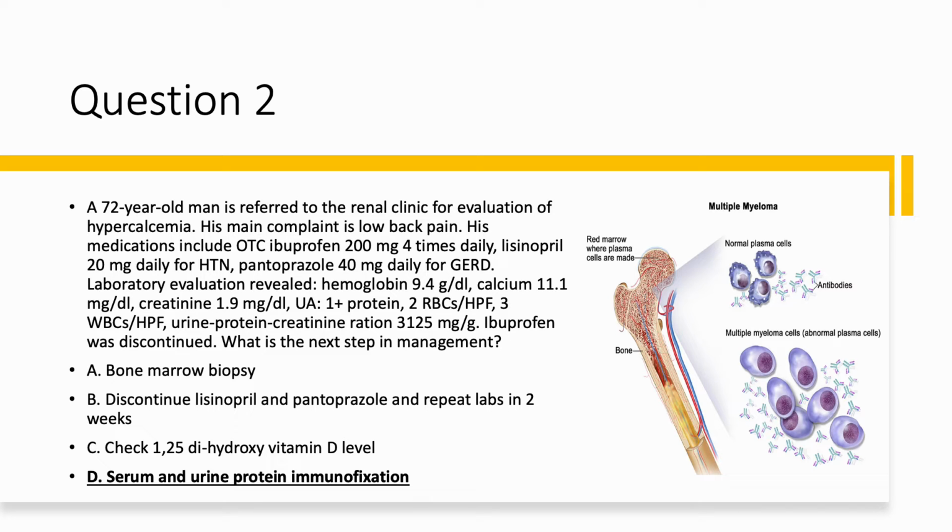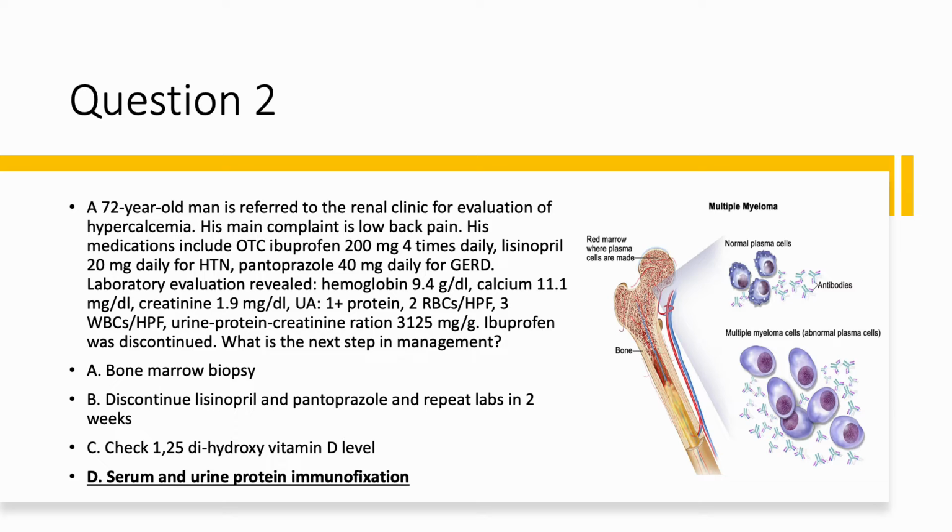This question is spelling multiple myeloma, hypercalcemia, plus many other things. So a bone marrow biopsy is not a bad idea, and you will have to do that soon, but first you have to prove the diagnosis. So answer A is not the best answer. It is coming. The same if you would say a kidney biopsy. The correct answer is D, serum and urine protein immunofixation, because you have to prove the diagnosis biochemically first.